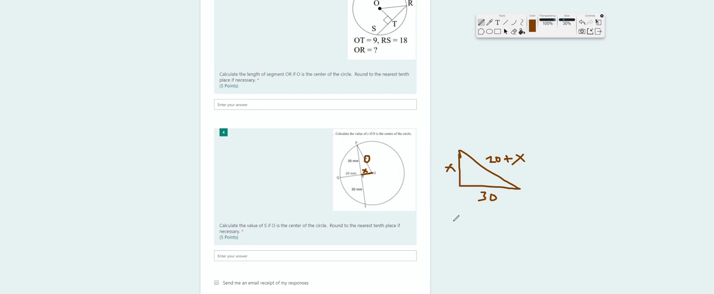Now, what are we going to do here? We're going to use A squared plus B squared equals C squared, okay? Pythagorean theorem. So we're going to have X squared plus 30 squared equal to, and this is where it's a little bit more difficult, 20 plus X. And this one is squared, okay? So if I square that, I'm going to show you in a second. So here we're going to have X squared plus 900.